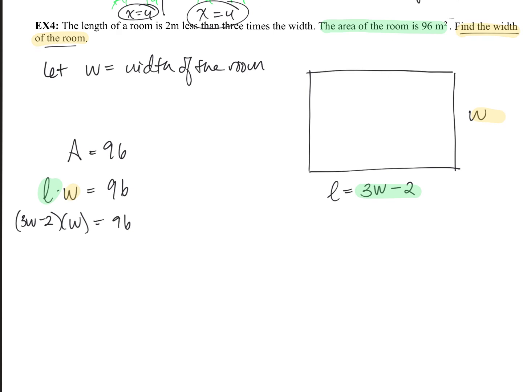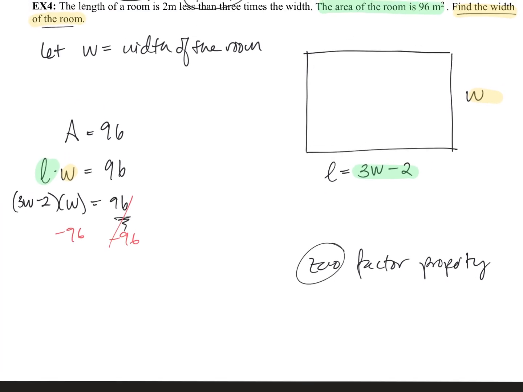Ooh, and what do you know? We have a quadratic equation. Now you might be tempted to go ahead and factor or set each of these to 0 at the moment, but we have to be careful. To use the zero factor property, we need one side equal to 0, which at the moment it's not. So let's go ahead and do that. Let's subtract 96 from both sides. And at the same time, I'm going to go ahead and multiply in that W. So I get 3W squared minus 2W minus 96 equals 0.